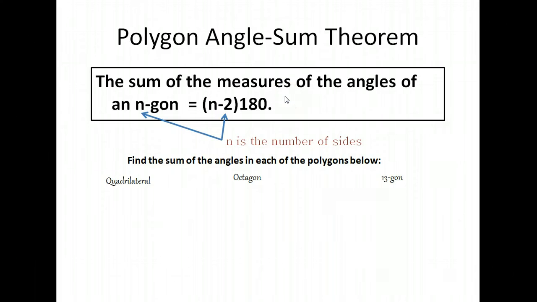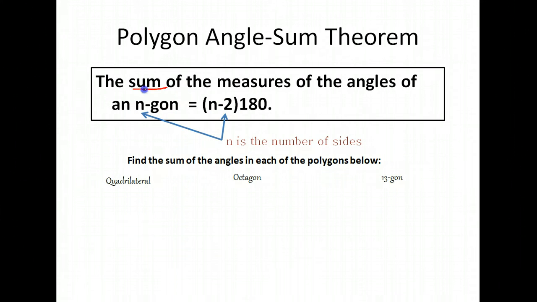Okay, so let's talk about the polygon angle sum theorem. We know that in a triangle, the sum of all the angles is always 180. It turns out we can find the sum of the angles in any polygon. To do that, we use this formula right here.